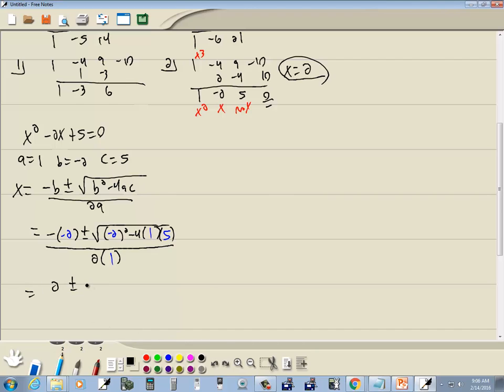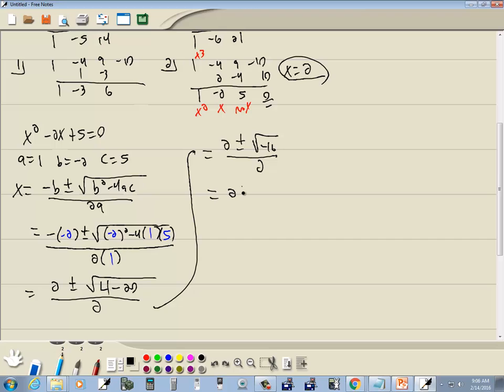So we got 2 plus or minus the square root of negative 2 squared, which is 4, minus 4 times 1 times 5, which is 20, all over 2. Which gives us 2 plus or minus the square root of negative 16 over 2. We always simplify radicals no matter where we run across them. Negative 16 is negative 1 times 4 times 4.